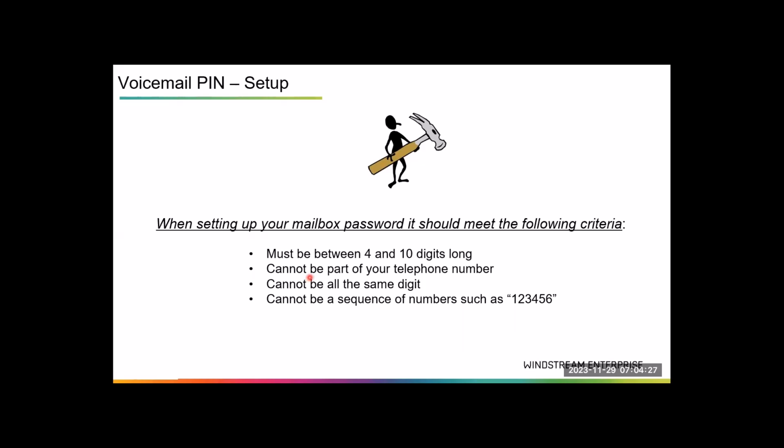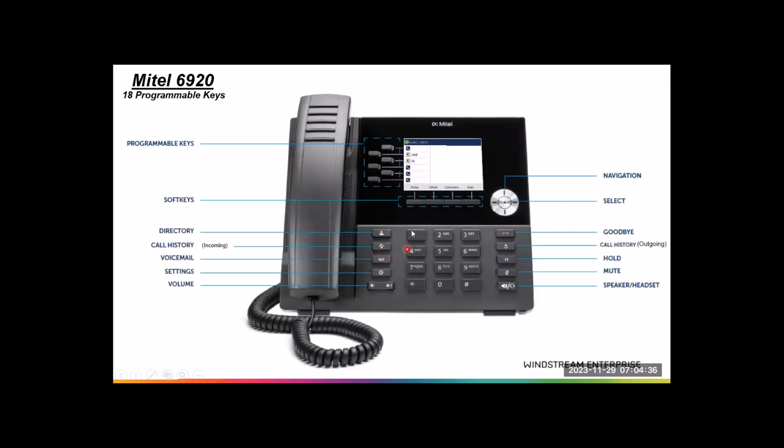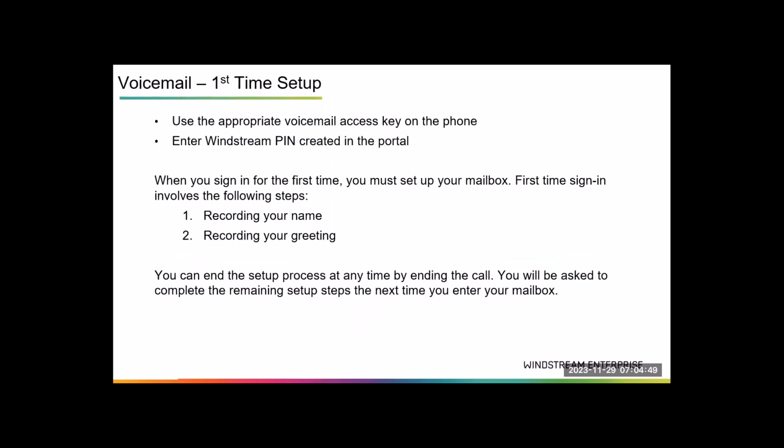That wouldn't work. So after you already have your voicemail PIN, just go back to your phone and press the voicemail button of the phone. You enter the PIN on the keypad. Now a voice prompt, a recording, will walk you through. The first thing it will ask you is to record your name. This is for the directory. And after you record your name, you will then be asked to record your greeting.